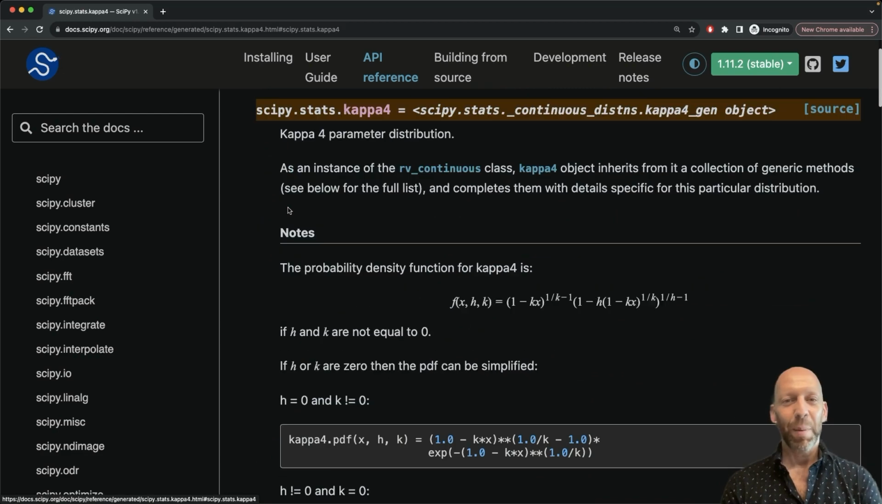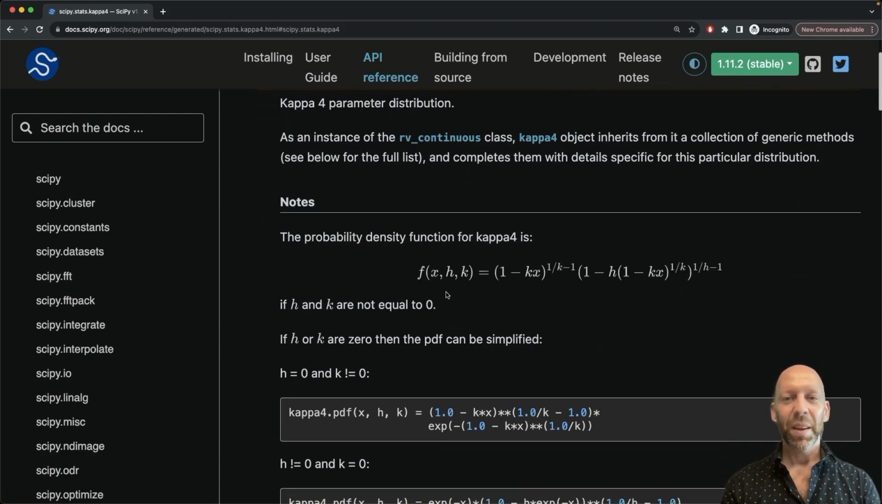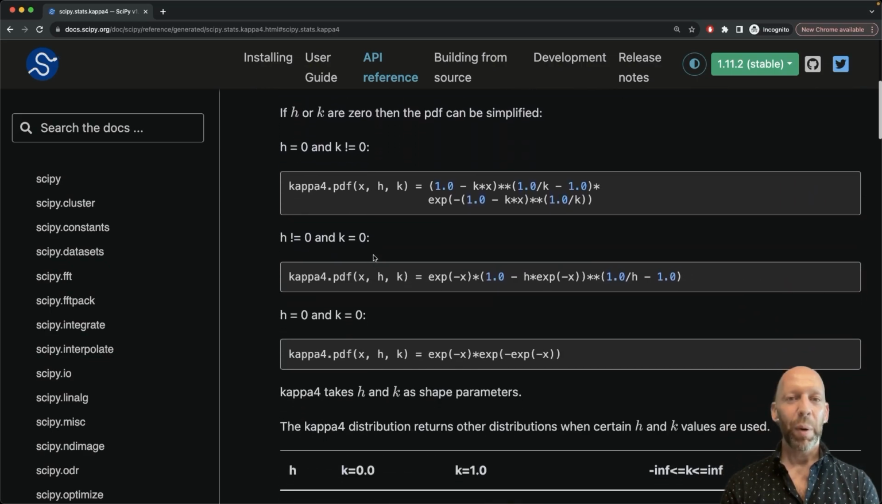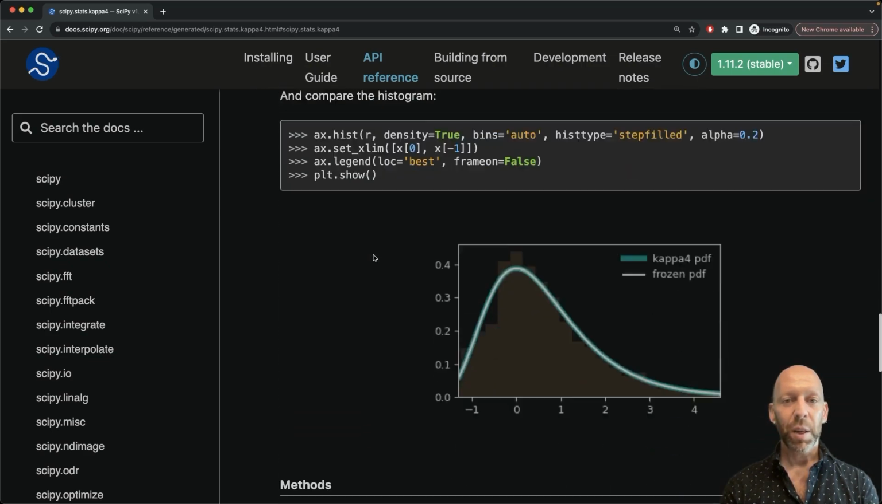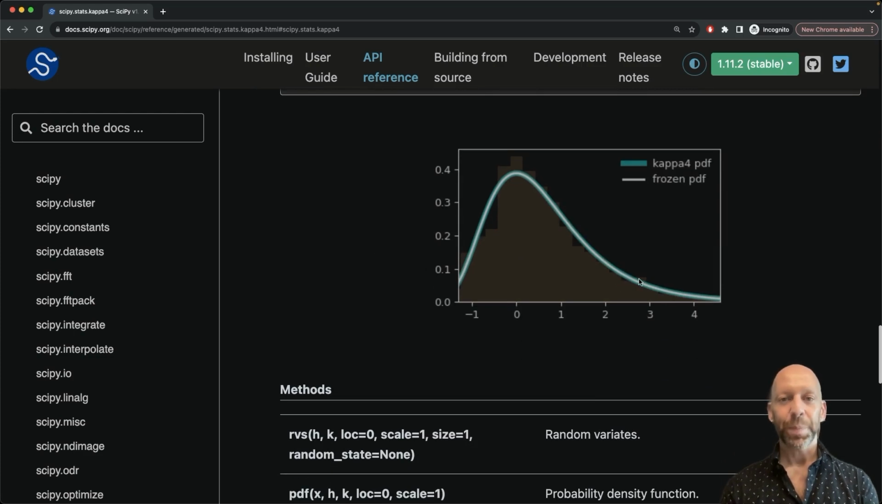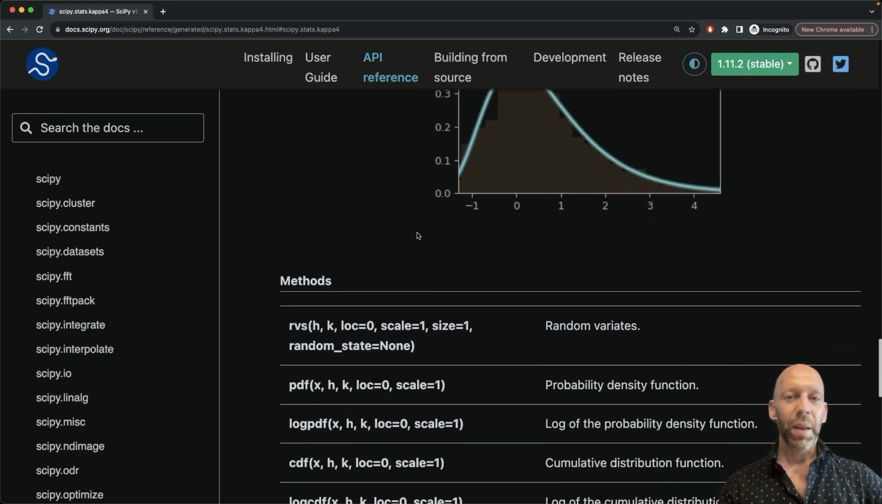Kappa 4, what does a Kappa 4 distribution look like? Here is the crazy looking formula for a Kappa 4 distribution, but you can actually generate random numbers from this distribution. Here I wanted to see a picture. Actually it looks a little bit like an F distribution, although this has negative values as well. So pretty neat to see what this distribution looks like. Here are the parameters that you would specify.